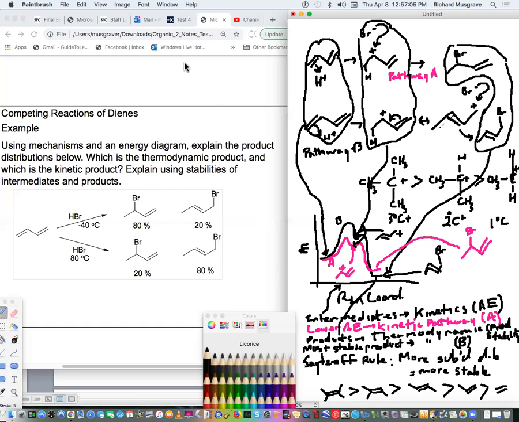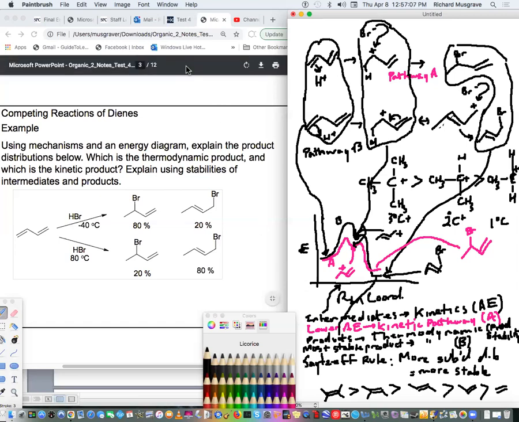Can I get an idea of any questions anybody has about the relationship between activation energy and low temperature and high temperature? I'm trying to be as clear as possible about this. Any questions? A lot of people halfway understand it. I want to get you all to the fully understand part. Any questions? Could you explain it one more time?